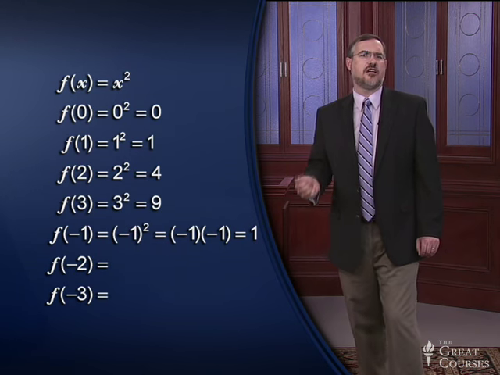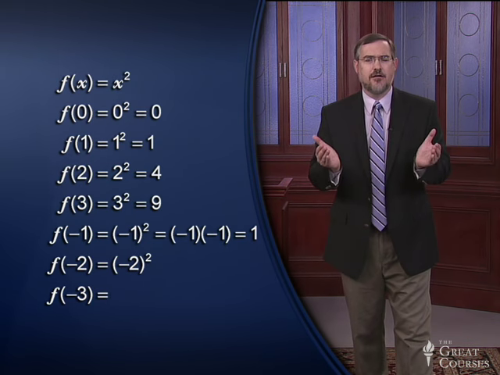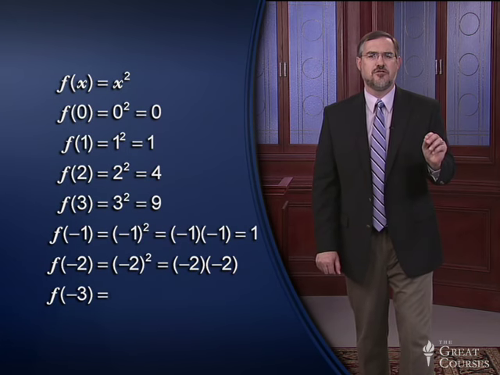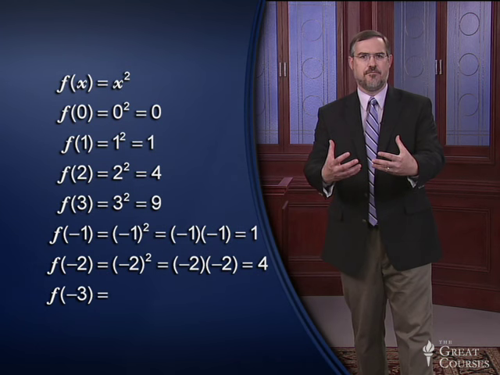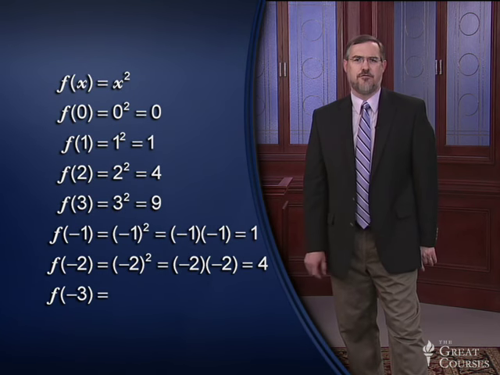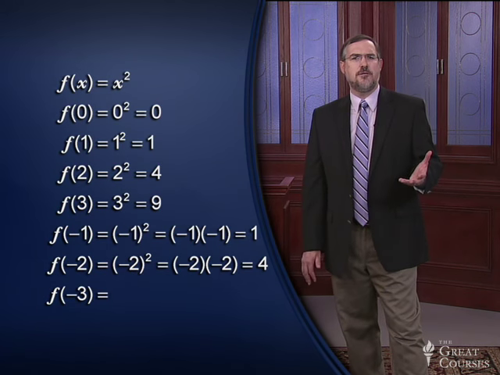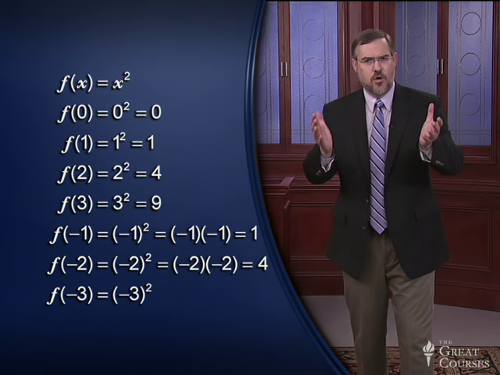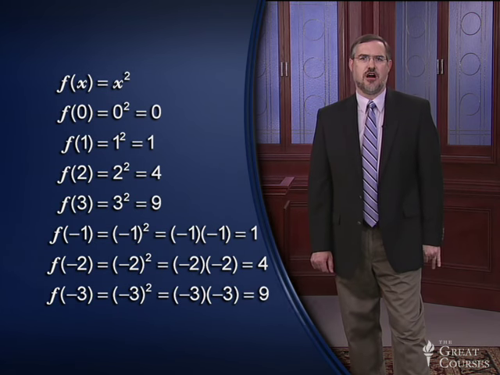Let's try plugging in -2 for a moment. f of -2 would be (-2) squared, which is -2 times -2. And again, those two negatives will cancel and give you +4. So the point (-2, 4) is on the graph. And lastly, f of -3 would be (-3) squared, which is -3 times -3, which is +9.